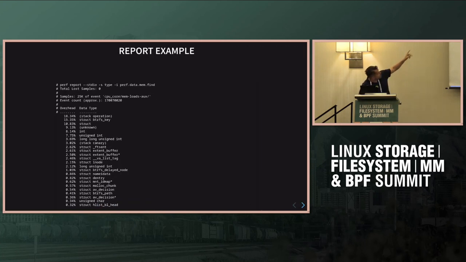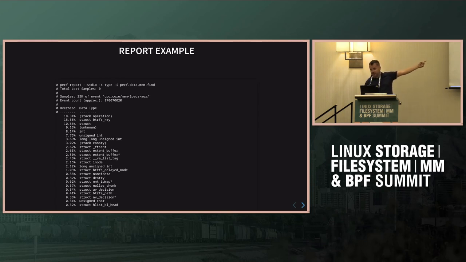So here, if you do perf report --stdio and -s sort order type for that find that I did, most of the memory loads were for stack operations. For some reason, it was not possible to get to the type, but we know that it was for stack operations. Second, for struct btrfs_key. That makes sense, it's btrfs. Then there is an unnamed struct. Then 9.13, we don't know. It's an opportunity for people to contribute patches. And then integer types, and then unsigned integer, and so on.